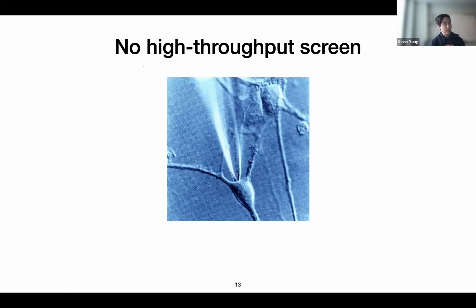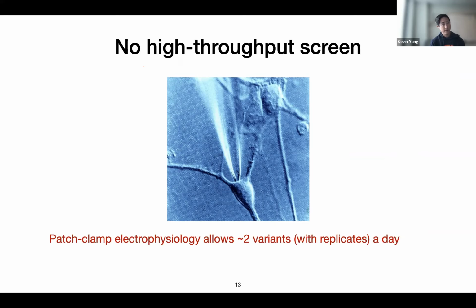Unfortunately, for a lot of these properties, the screen involves expressing your channelrhodopsin in cells, poking it with an electrode, shining light on it, and measuring the current across the membrane. This is called patch clamp electrophysiology. And doing this by hand, you can generally measure about 2 variants a day.